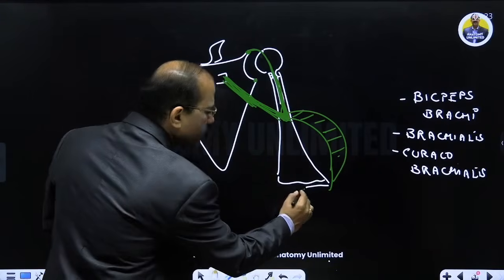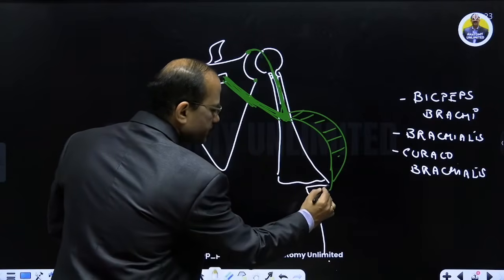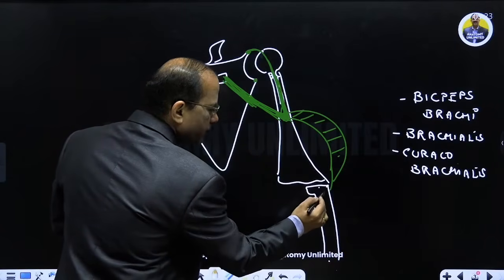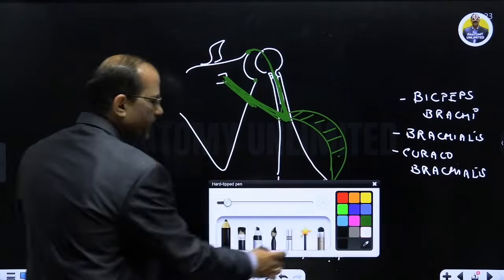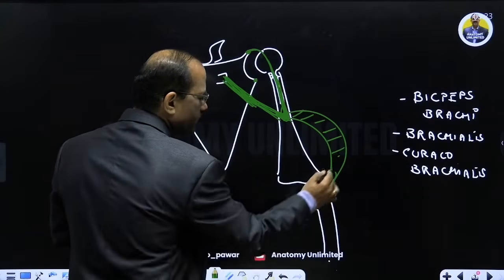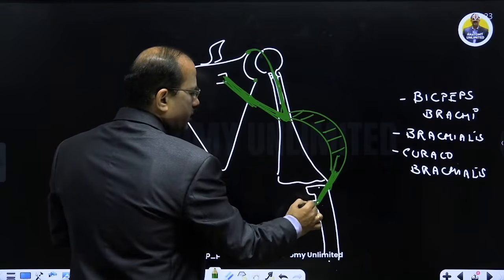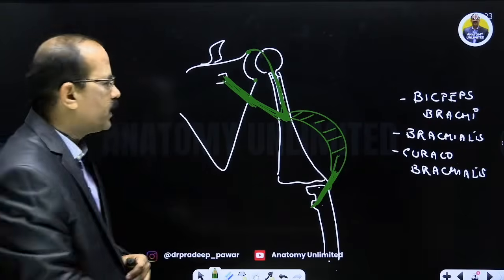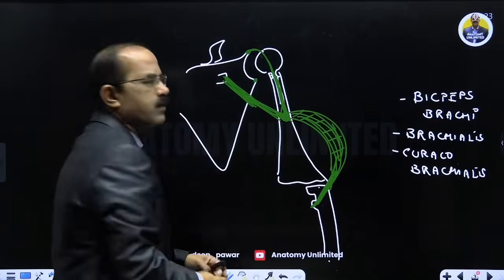That's the head of the radius, that's the neck of the radius, that's a radial tuberosity. Head of the radius, neck of the radius, radial tuberosity. So where is the insertion of biceps brachii? Biceps brachii is inserted on the radial tuberosity. Radial tuberosity पे insertion है biceps brachii का. Simple, easy, very easy. This is how you draw it.